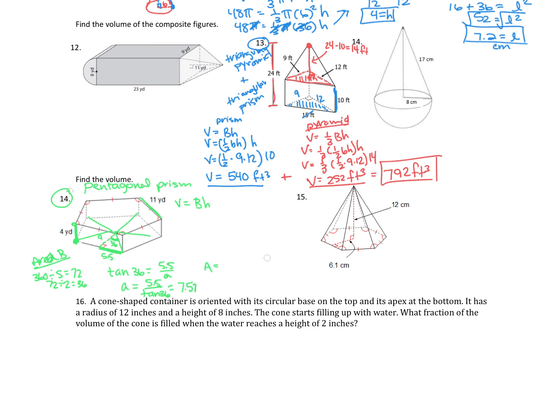The area of my pentagonal base, which is my big B in my volume formula, is 1/2 the apothem times the perimeter. So that's 1/2 that 7.57 I found, times my perimeter. There's 5 sides and they're all 11, so that's 55. So when I put all that into my calculator, I get around 208.175 yards squared.